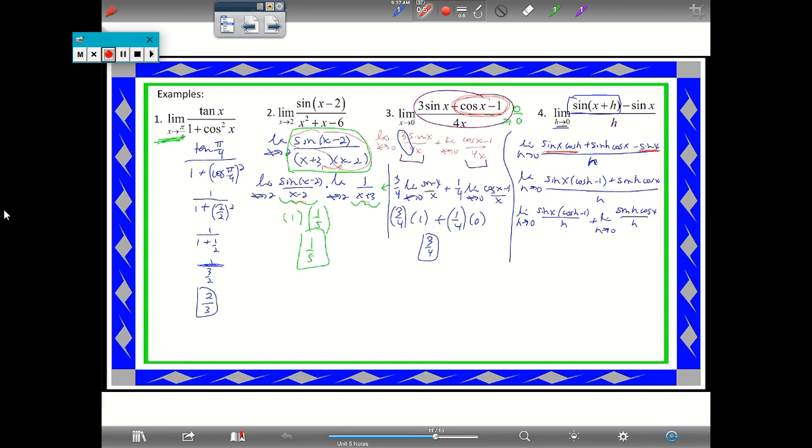Okay? So let's look and see what happens for us then. Basically what I have is this special limit right here that's attached to the h, and I have this special limit right here that's attached to the h. The sine x and the cosine x are untouched. So let's take our special limits and bring down everything else. The limit as h goes to 0 of sine x is sine x. The limit as h goes to 0 of cosine h minus 1 over h, what's that? 0. That's our special limit.